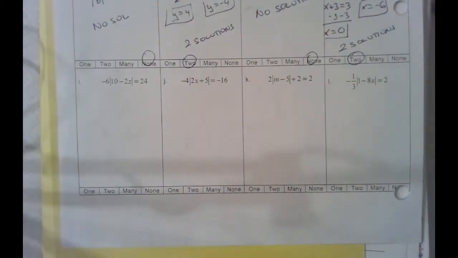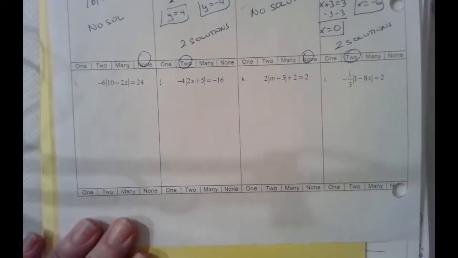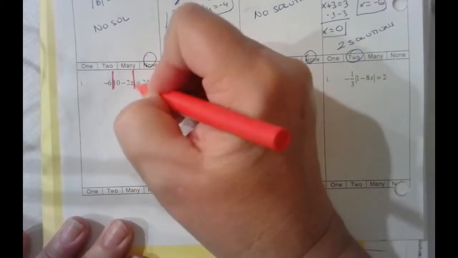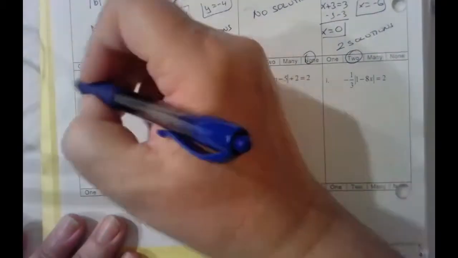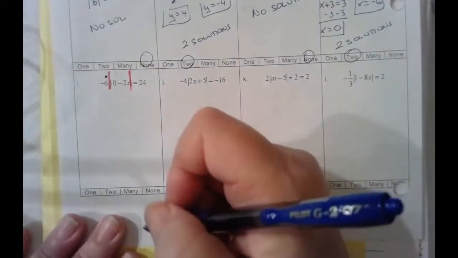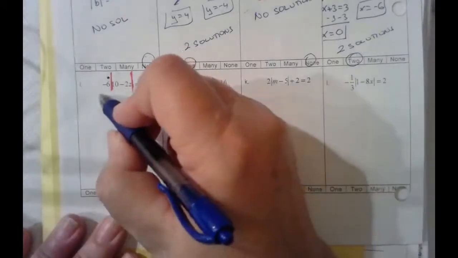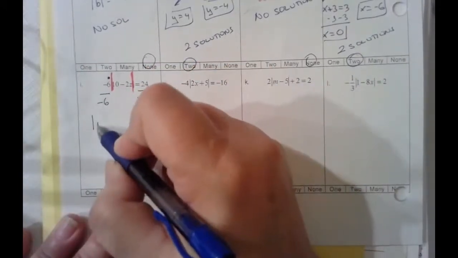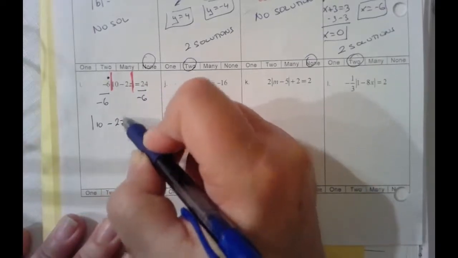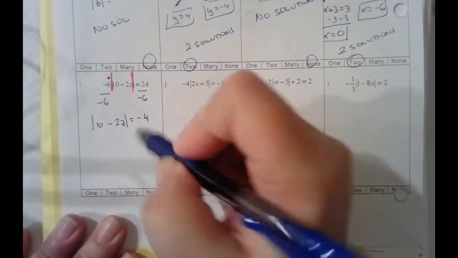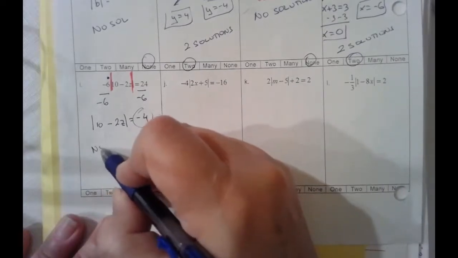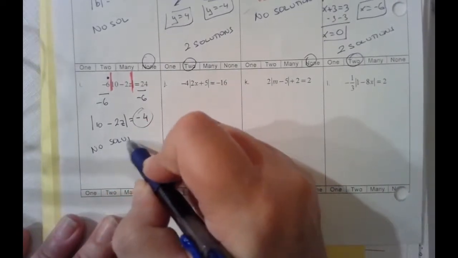So next example first. I don't have the absolute value by itself. I have multiplication, and I know opposite of multiplication is division. Divide both sides by negative, so now I have 10 minus 2z equals negative 4. I don't have to do anything further because I cannot have negative, so no solution. This is 9.